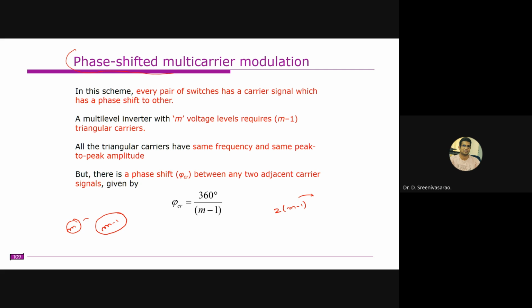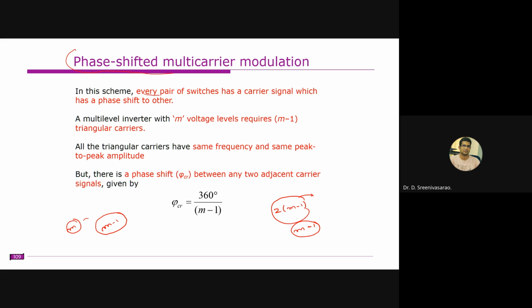For each complementary pair you have one modulating signal and one carrier signal. So for 2 into (M minus 1) switches per phase, you require M minus 1 carrier signals. The modulating signal is the same, but you need M minus 1 carrier signals. These carrier signals interact with the modulating signal, and accordingly the firing pulse is generated for each switch pair.